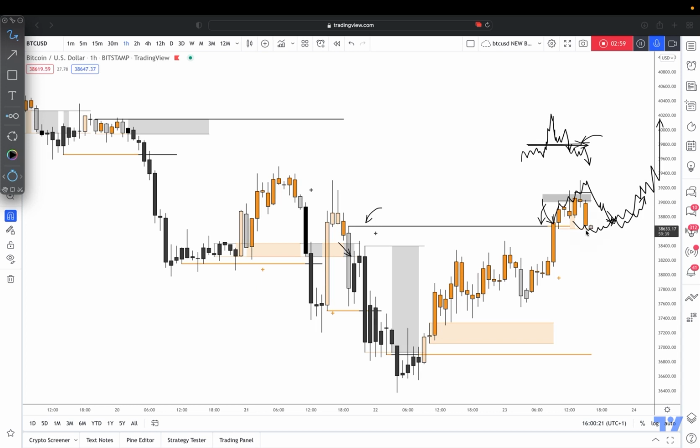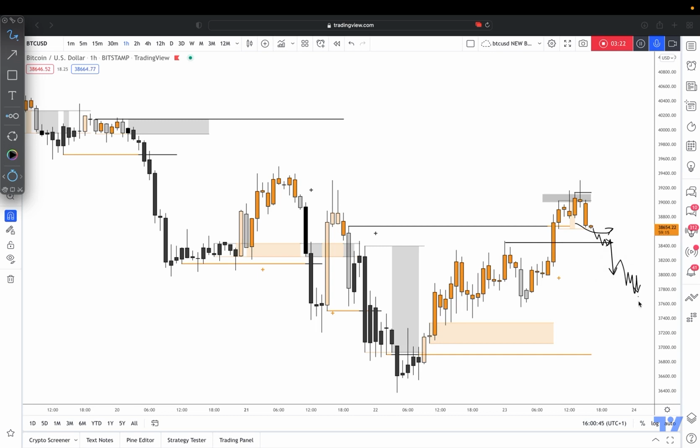Other than this, a failure to maintain the balance and form a rounded saucer bottom, if you will, some form of like a cup and handle, whatever. A failure to defend this level and acknowledge it as a support would potentially mean further downwards declines, at least into the lower $38,000 regions, which potentially increases the chances of pulling back lower, throwing back lower the price of Bitcoin into the $37,000 region.